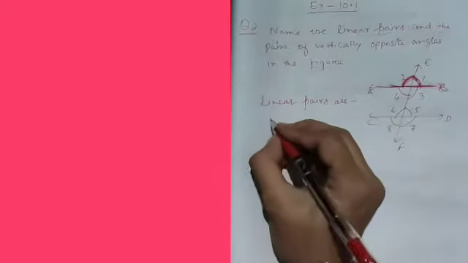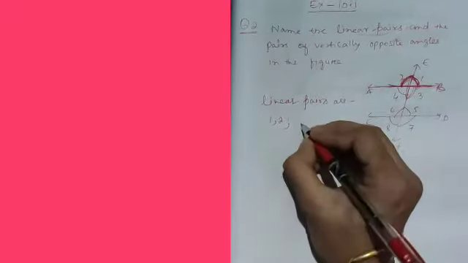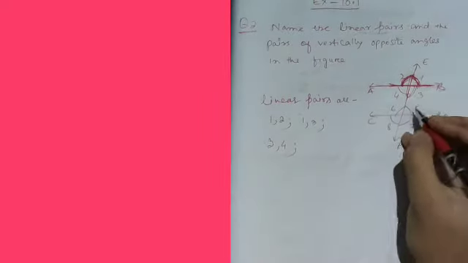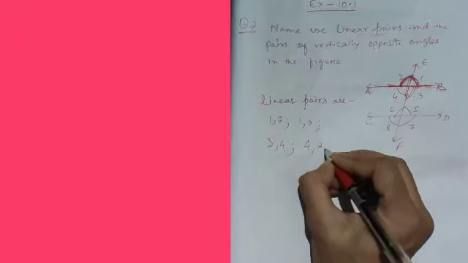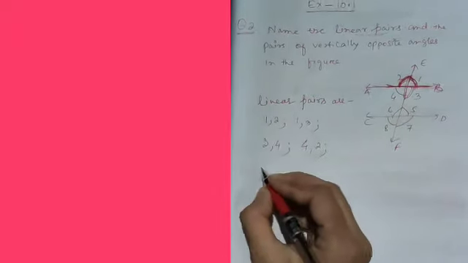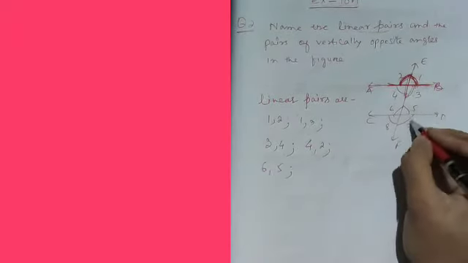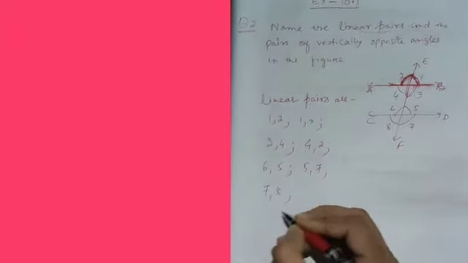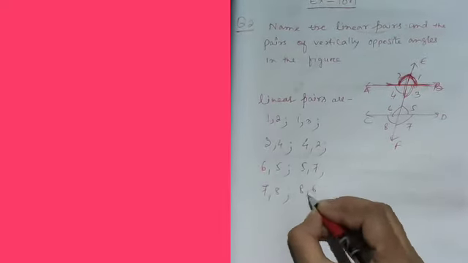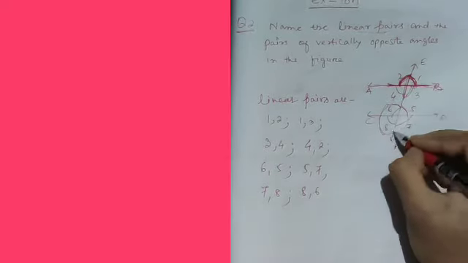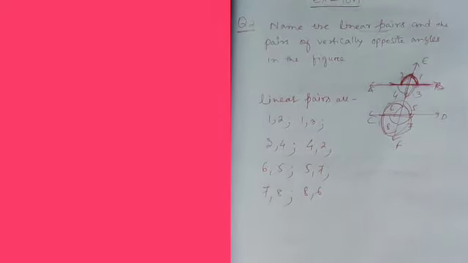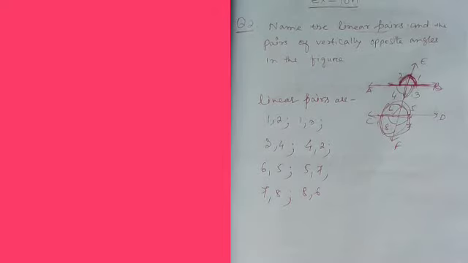So 1 and 2, then 1 and 3, which is also making a straight line, then 3 and 4, then 4 and 2, then 6 and 5, then 5 and 7, then 7 and 8, then 8 and 6. These are forming the linear pairs. You can see these are forming half circles. The angles forming 180 degrees come under linear pairs. So these are the linear pairs.